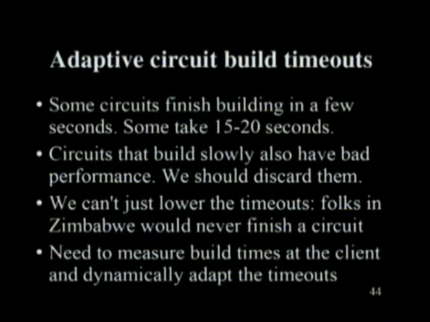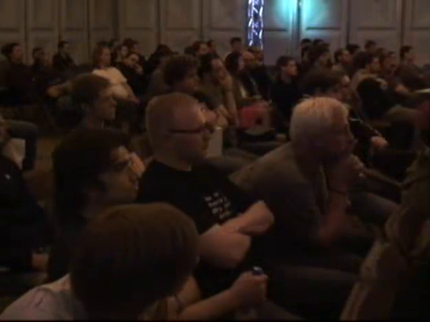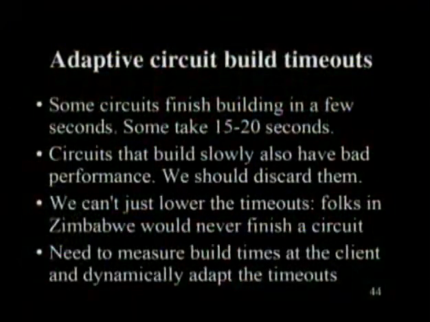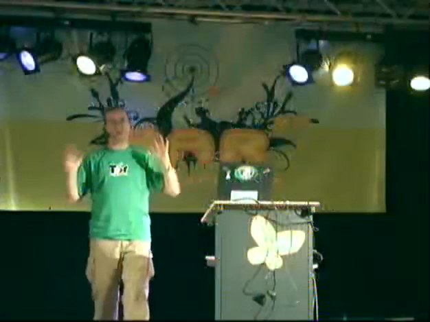If you actually try using a circuit that took 20 seconds to finish building, it's going to suck. It's going to have horrible other properties, latency properties, throughputs. There's a reason why it took 20 seconds to build. So what we should do is throw that away. We should say, if it takes more than 5 seconds to build, I don't want it. I never want to use it.